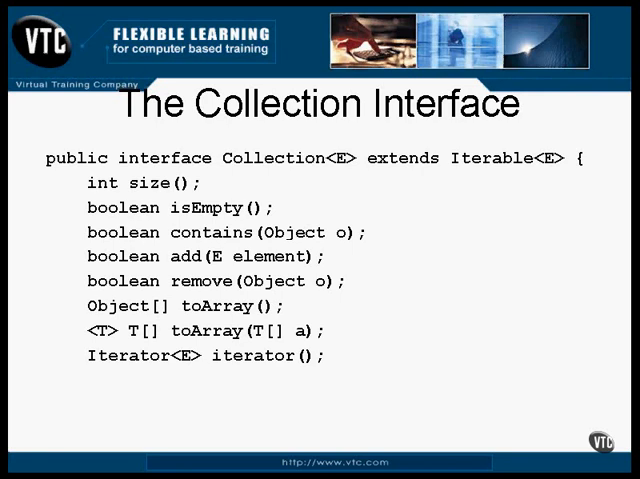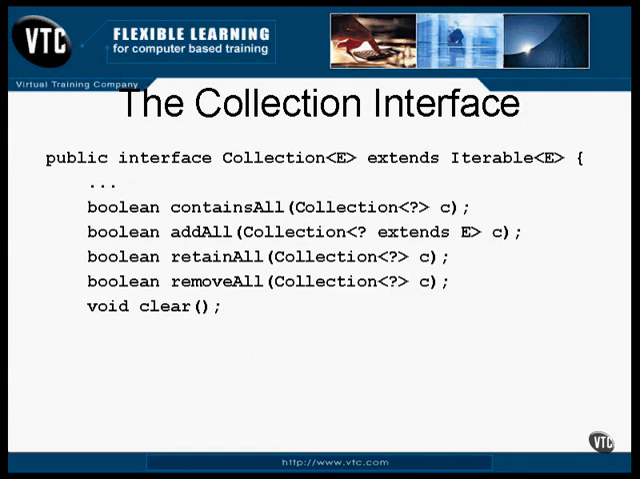The collection itself is an iterable object, which only means it can construct and return an iterator. Finally, there is a group of methods that operate on the entire collection. Contains all compares the contents of the two collections. Add all copies the contents of one collection to another.